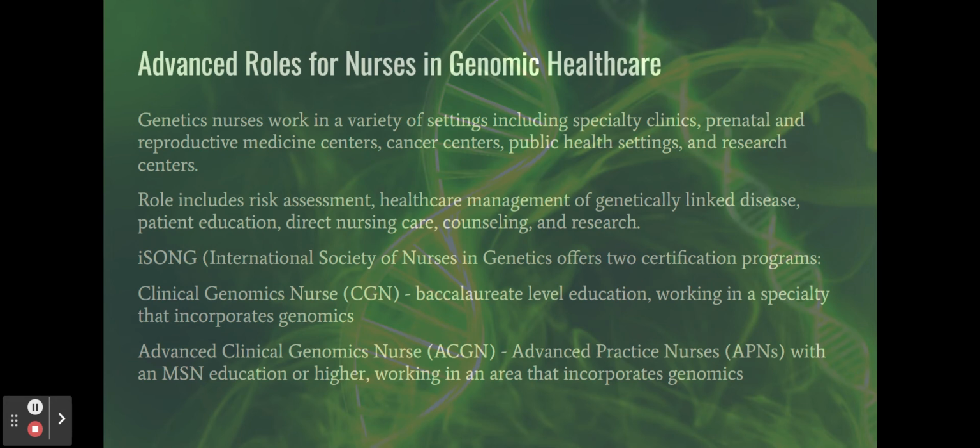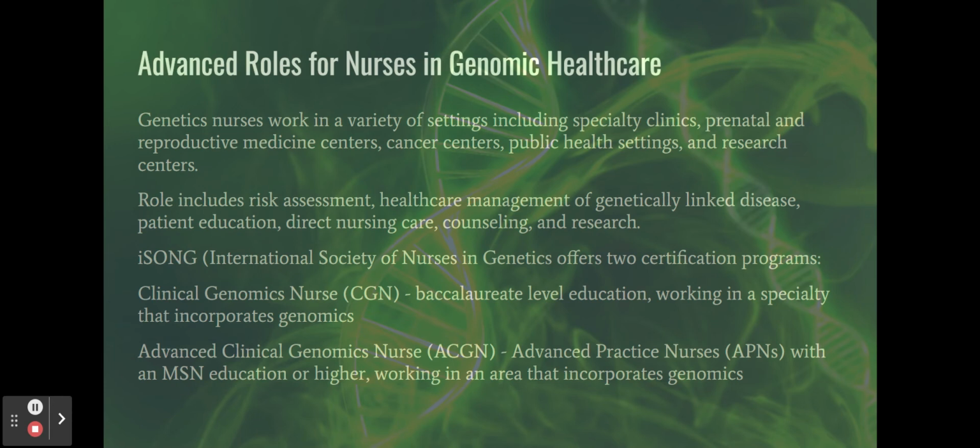And so just about everybody at every age is being offered genetic screening, and the results are coming in, and people have a lot of questions. So you could work in prenatal and reproductive medicine centers, fertility clinics. Cancer centers are using genomic medicine at an increasing rate. And so there is a role for nurses with advanced certification in genomic healthcare. Public health settings, understanding population health when it comes to genetics, and also research centers for people interested in that.